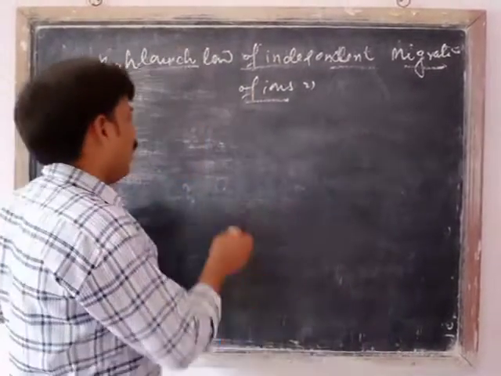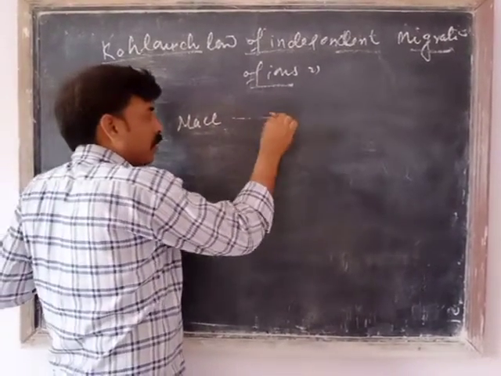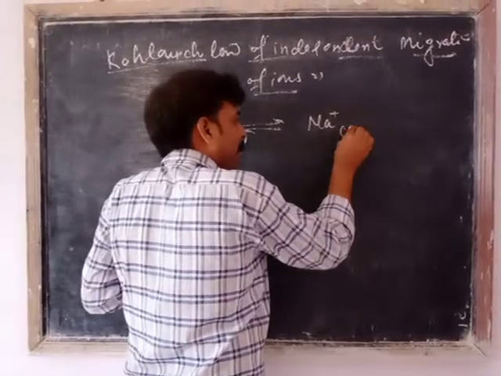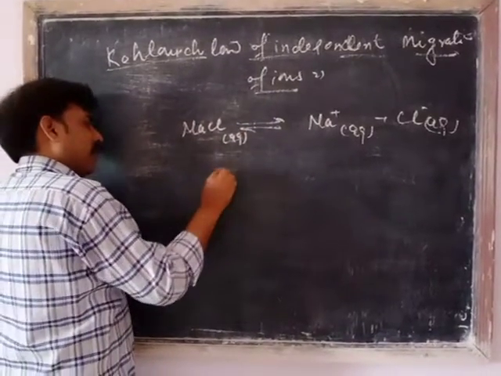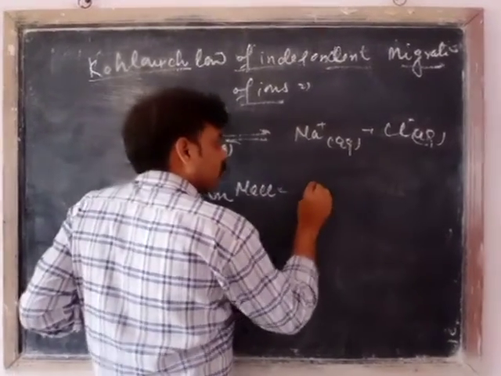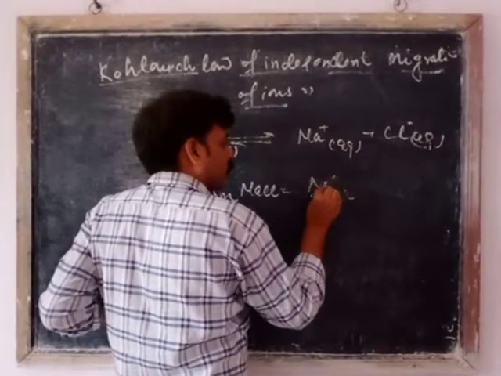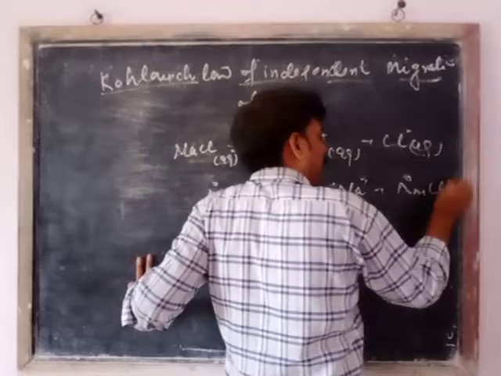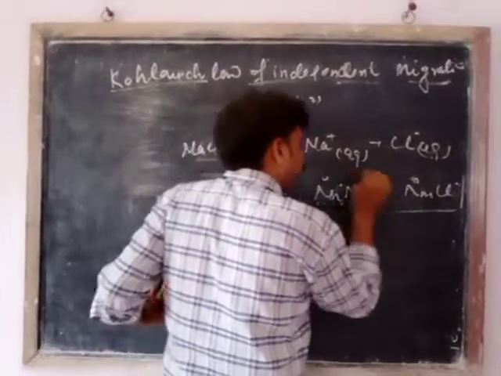For example, if you have an electrolyte that is sodium chloride in an aqueous medium, which is breaking into sodium ion and chloride ion, then the limiting molar conductivity of the electrolyte NaCl is the sum of the limiting molar conductivity of the sodium ion and the limiting molar conductivity of chloride, and this is Kohlrausch's law of independent migration.